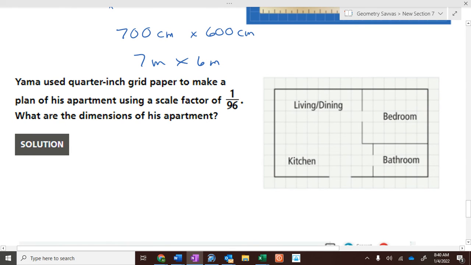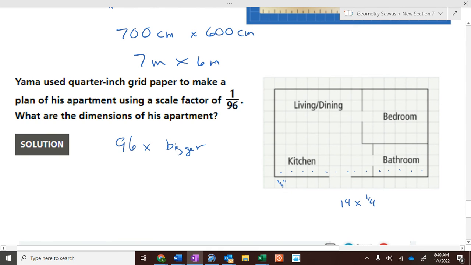Okay, here's an apartment. Okay. Each of these grid squares is 1/4 of an inch. Okay. What's the dimensions of his apartment? Well, the apartment's how many times bigger than this? 96 times bigger. Okay, it's 96 times bigger. So if we count, we have 1, 2, 3, 4, 5, 6, 7, 8, 9, 10, 11, 12, 13, 14 times 1/4 of an inch.